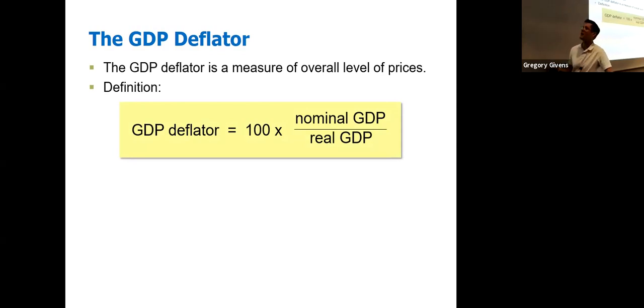So here's how we define the GDP deflator. It's essentially the ratio of nominal GDP to real GDP. And then the statisticians just multiply that ratio by 100 to express it in terms of an index number.